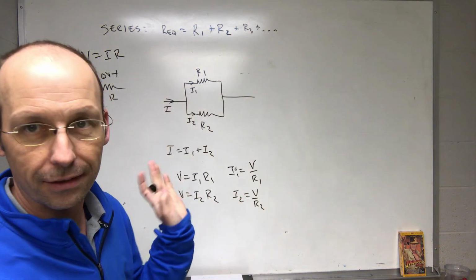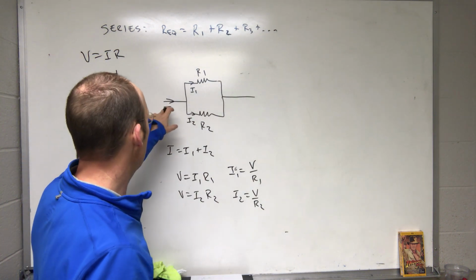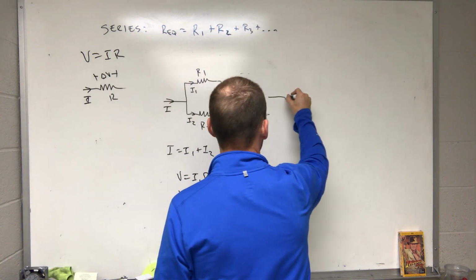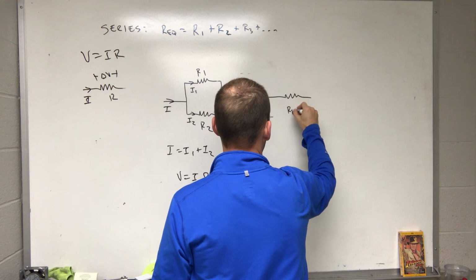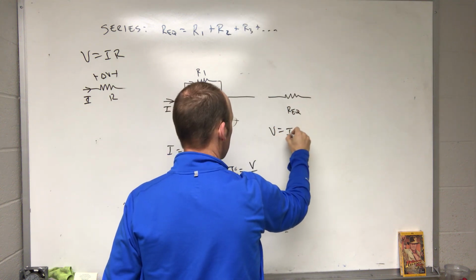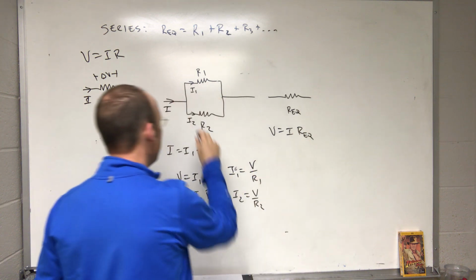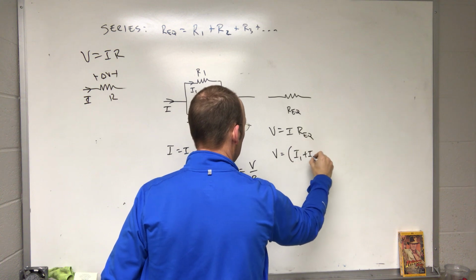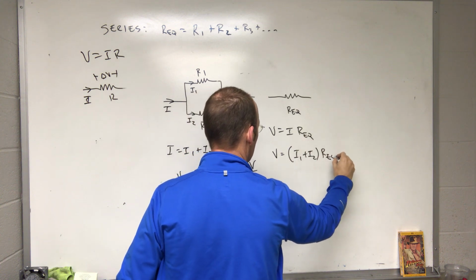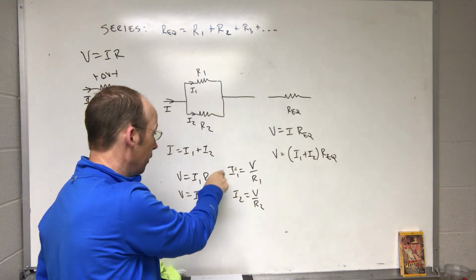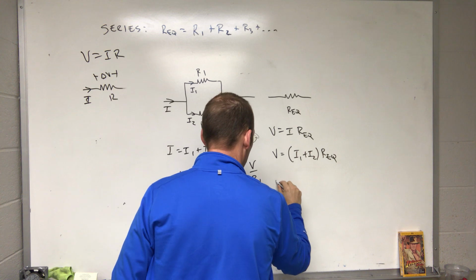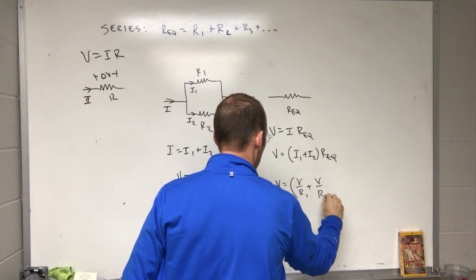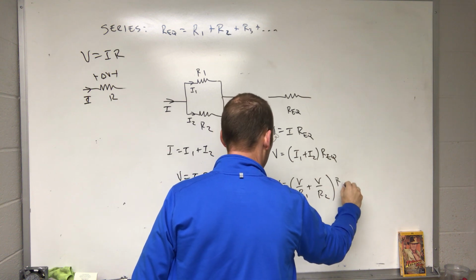I kind of forgot this derivation and decided to remember it. Okay, so now let's say that this is just one resistor. I'll call it R equivalent. Then I could say V equals I R equivalent. But I is the total current going through that, so this is going to be (I1 plus I2) R equivalent. And then right here, look what I got. I'm going to put in this for I1 and that for I2, so I get V equals (V over R1 plus V over R2) times R equivalent.